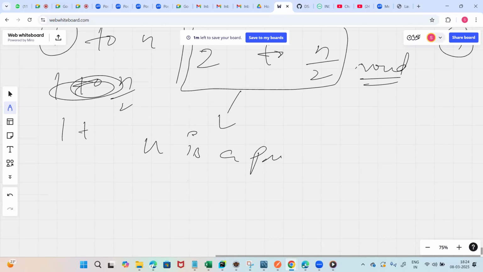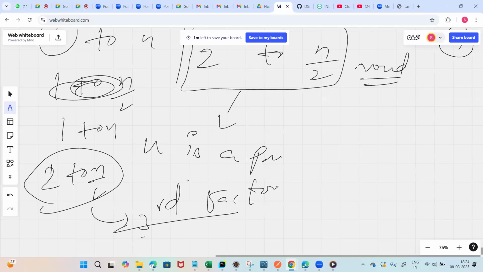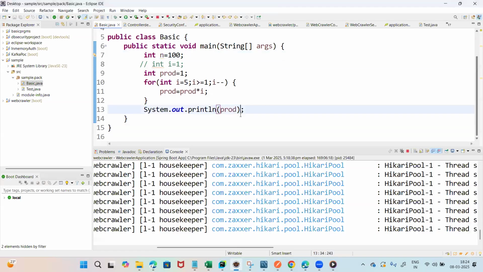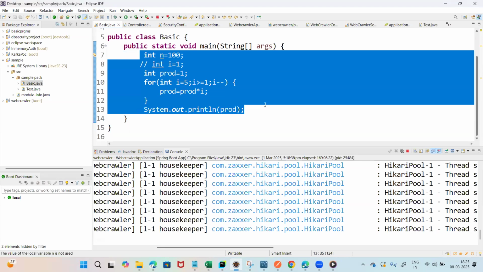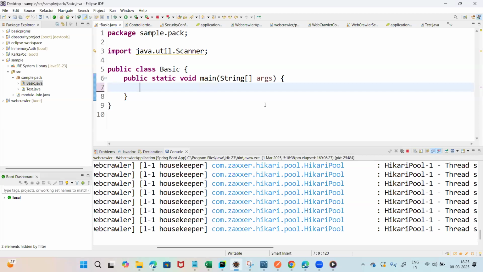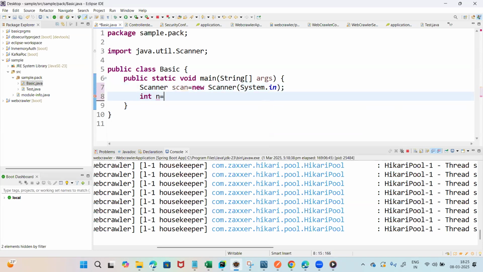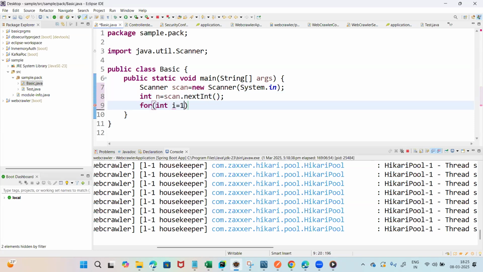So the first step is we'll go from 1 to n, and the second step is we'll go from 2 to n by 2. Here, if you find at least one factor, that is our third approach. Am I correct? So can you write the code for these two approaches? See, first one is i less than or equal to n.